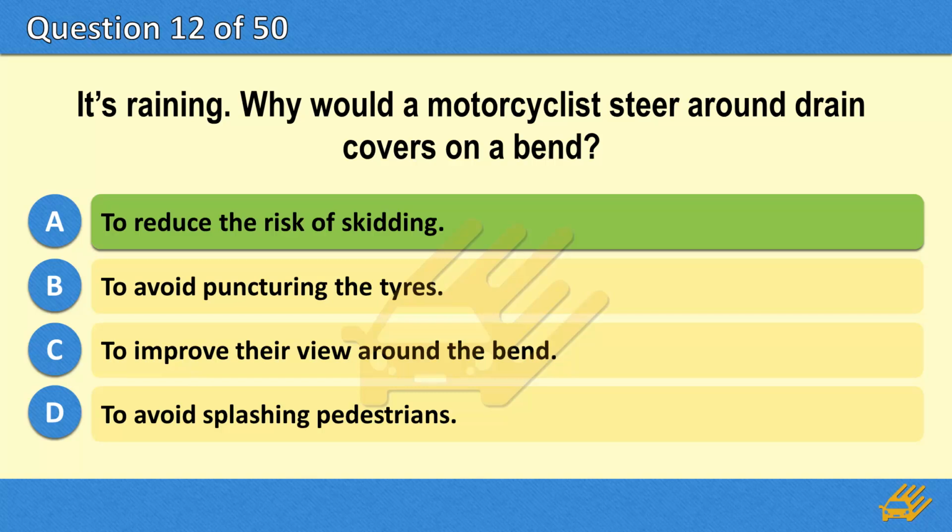The correct answer is A. To reduce the risk of skidding.